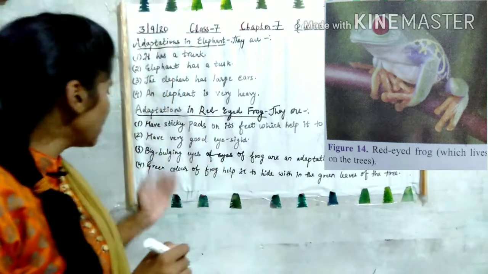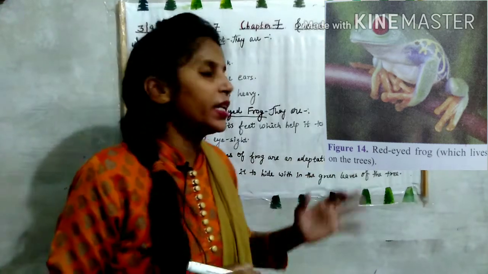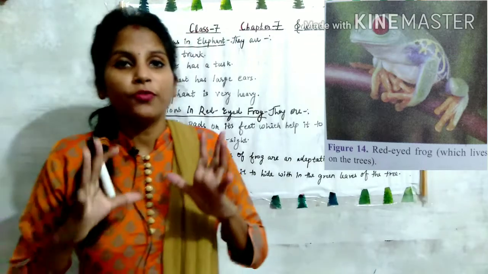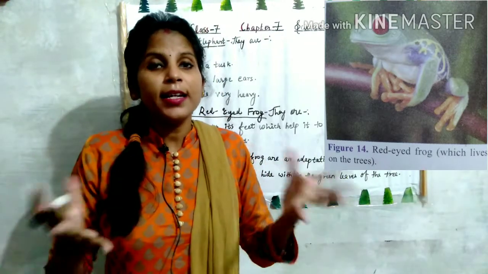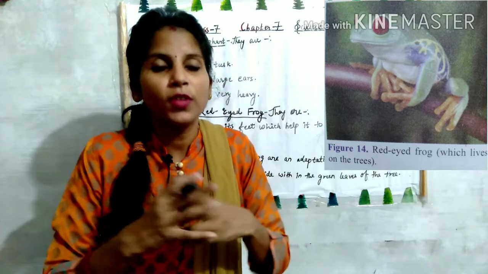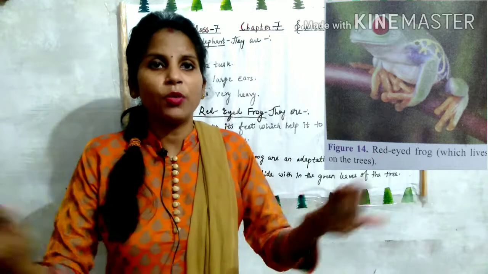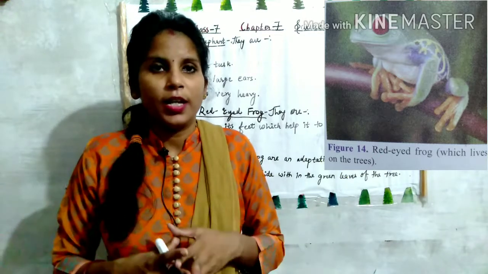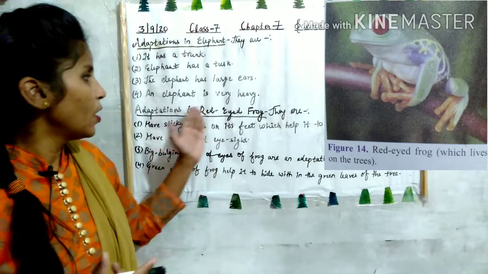Okay, then the green color of the frog help it to hide within the green leaves of the tree. और ये frog का color green होता है through which it can hide easily itself into the green leaves of the tree from the enemies, like a camouflage. ठीक है, अपने surrounding के साथ adapt हो जाता है. So these are some adaptations found in the red-eyed frog.